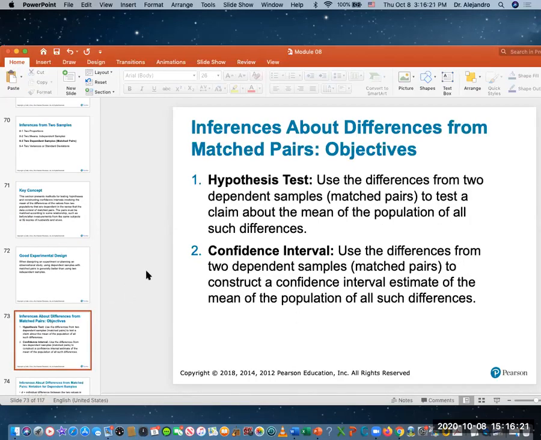Now, the objectives. We're going to learn how to conduct the hypothesis test and use the difference from two dependent samples or matched pairs to test a claim about the mean of the population of all such differences. And then we are going to learn how to construct a confidence interval estimate of the mean of the population of all such differences.